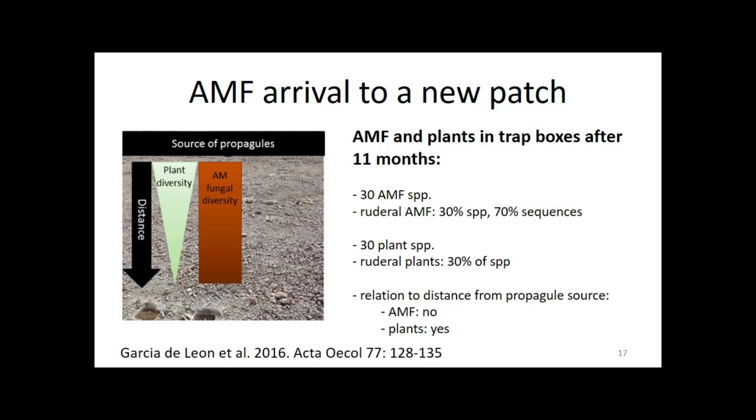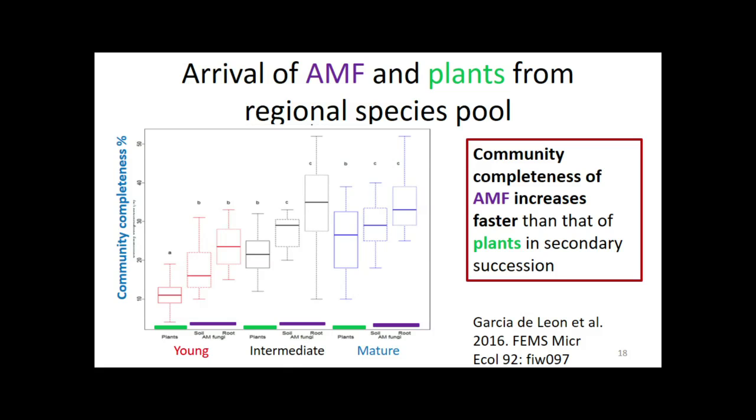And curiously, a large part of these species were ruderals. In terms of abundance of sequences, most of these sequences were ruderal AMF. So these ones that can easily disperse. Curiously, the number of plant species that arrived in the same time was the same. So in a way, I can say AMF do disperse as well as plants. In the same study system, we have also followed AMF in the secondary succession.